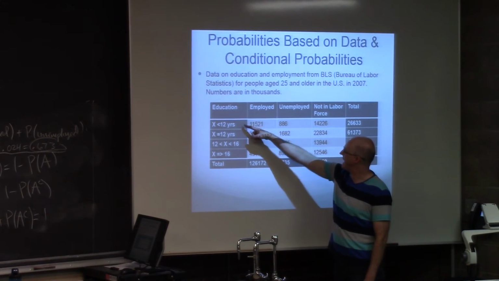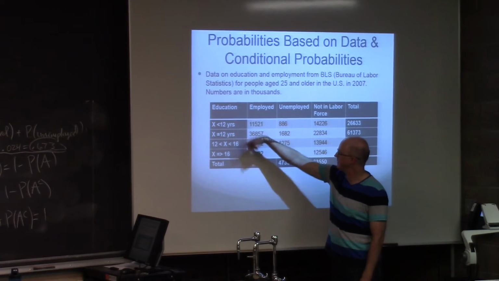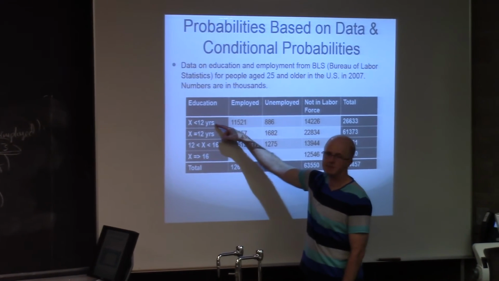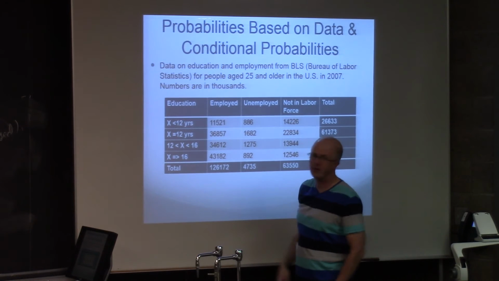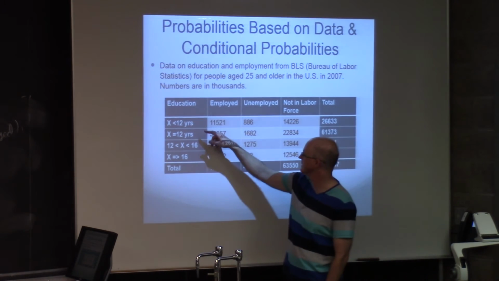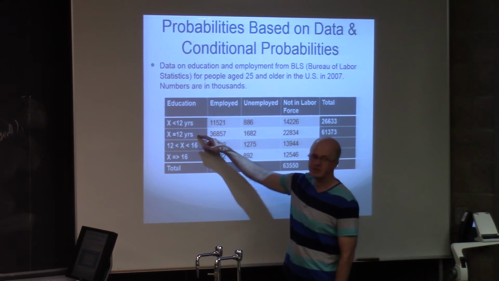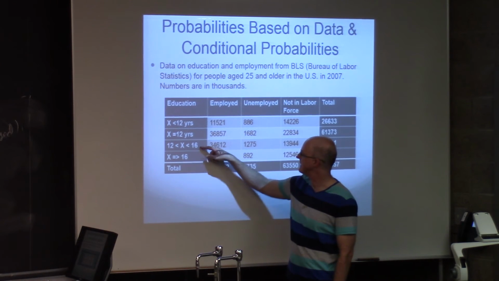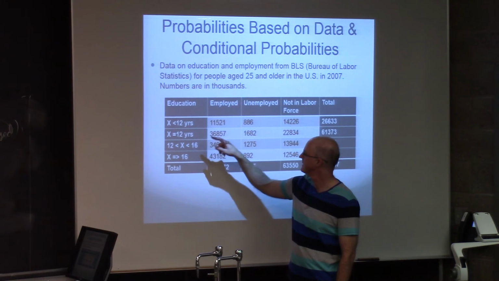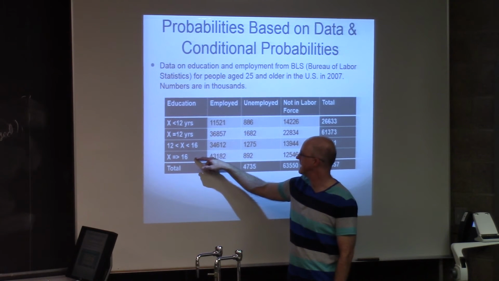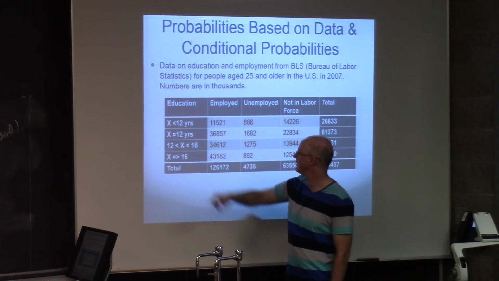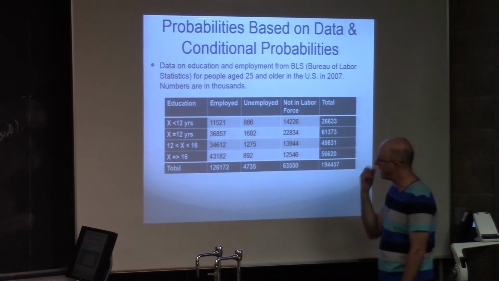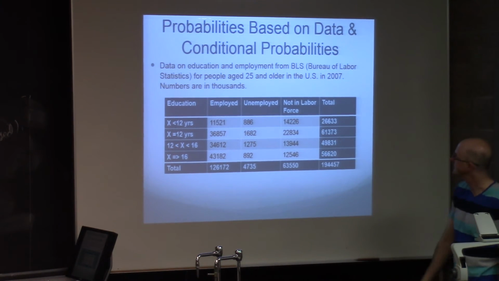We also have education level here. X is supposed to be the education level. Less than 12 years means they didn't finish high school, and there are plenty of people who have not finished high school. X equals 12 means they finished high school but no college. X between 12 and 16 means they finished some college. X greater than or equal to 16 means they finished college and possibly have had some grad school.